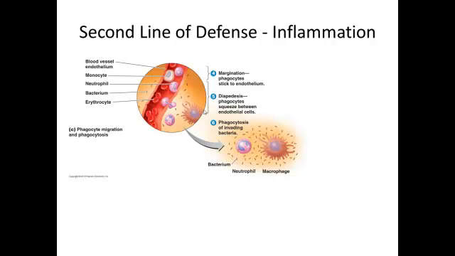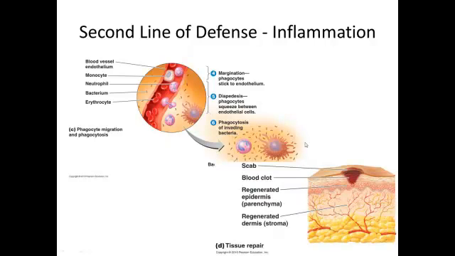Now the first responders, because there's more of them in your blood, are neutrophils. They're going to get there first, and they're going to start phagocytizing first, and they release more cytokines to say, hey, there's a problem here, come here. So monocytes come in, they mature into macrophages, and they start phagocytizing.